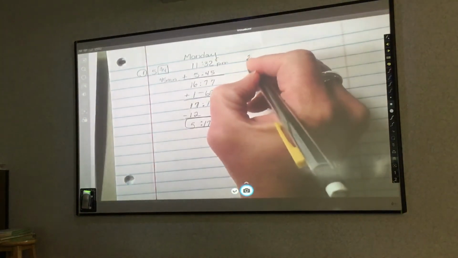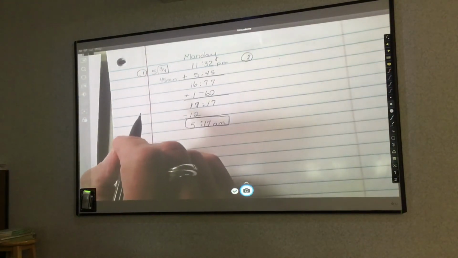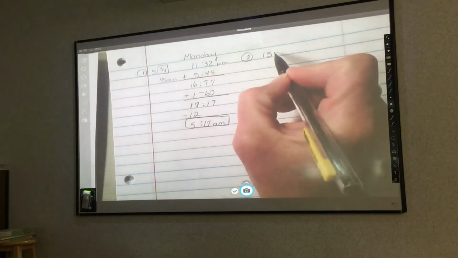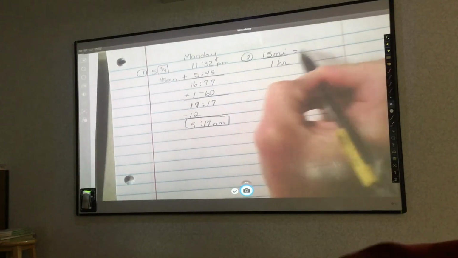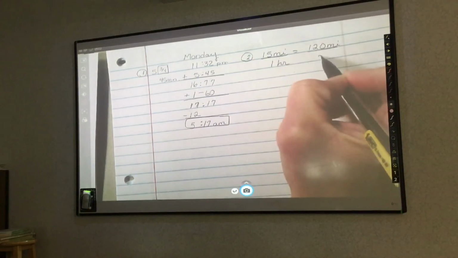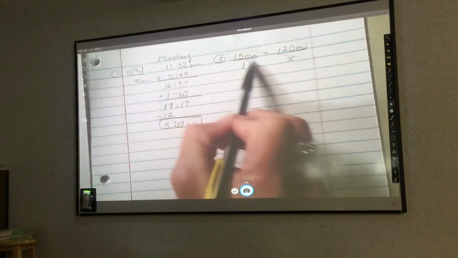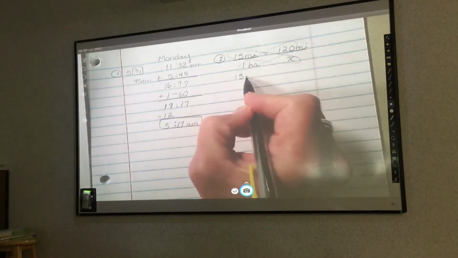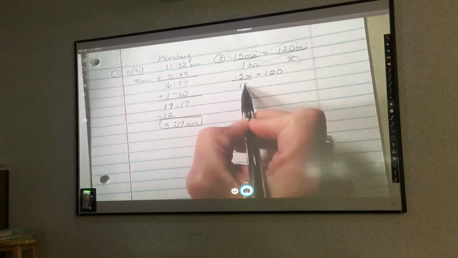Number 2, they keep coming up. How long will it take you to drive 120 miles at a speed of 15 miles per hour? You make your equivalent ratios. 15 miles in 1 hour equals 120 miles in so much time. I don't know how much time that's going to take, so I'm going to do my cross multiplication. So I have 15x equals 120. Divide by 15.